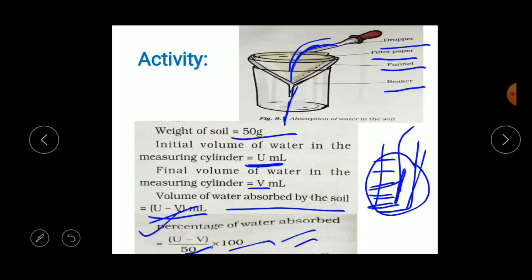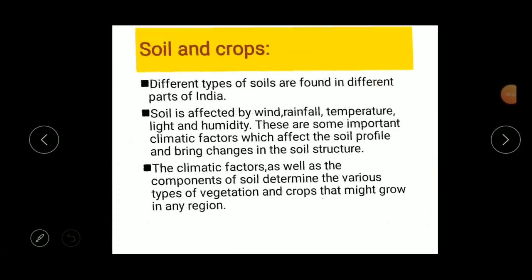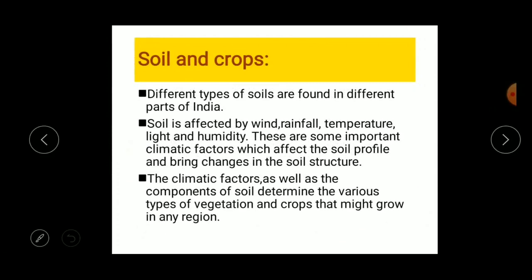Absorption of water by soil. Okay. Now children, let's move ahead with another topic, that is soil and crops. Different types of soils are found in different regions of India. Soil is affected by wind, rainfall, temperature, light and humidity. These are some important climatic factors which affect the soil profile and bring changes in the soil structure.